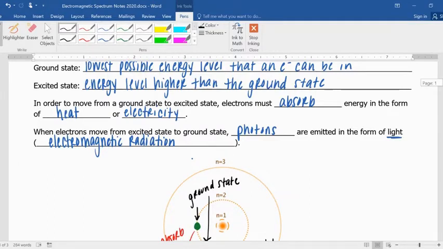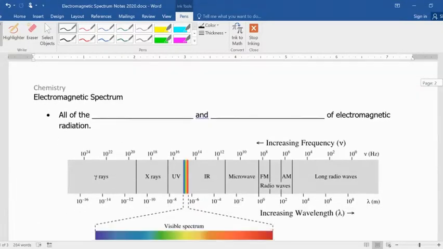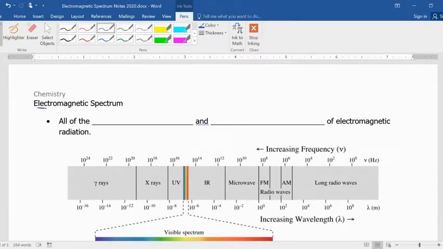We have lots of different forms of light that we can see. And all the different forms of light are called the electromagnetic spectrum. So the electromagnetic spectrum contains all of the frequencies and all of the wavelengths of the electromagnetic radiation. So it's all of our light. Frequency is sometimes shown with the Greek letter nu. It looks a lot like a V, but that's the Greek letter nu. And wavelength can be shown with the Greek letter lambda, which just looks like an upside down Y.